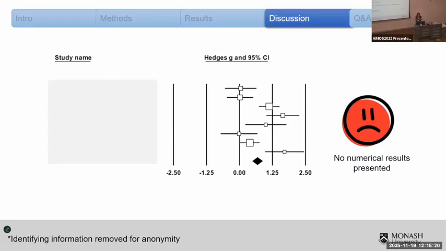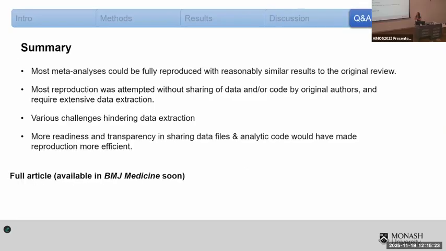I don't want us to look at it and say it's bad news. Generally, what we find is that meta-analyses are reported quite well. The only next step we want to improve this space is that we need more transparency and open data sharing, so that it makes reproduction and reanalysis more efficient. Hopefully we'll see the paper published soon. It's been accepted to BMJ Medicine. Thank you very much for your attention.